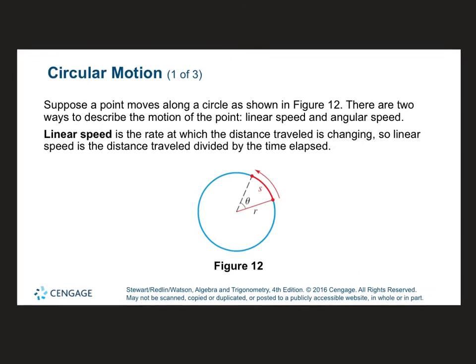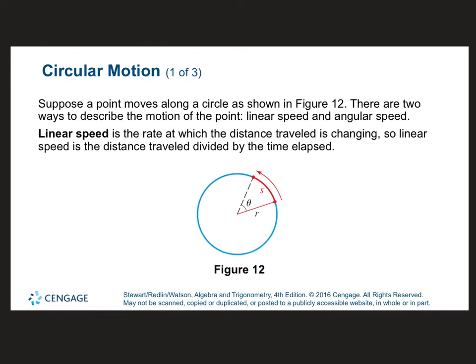All right. We're going to talk about linear speed here. The next 2 slides, I'm just going to talk, and then we're going to do 2 more examples, and then we're done. Linear speed. Linear speed is how fast something moves. It's the rate at which the distance traveled is changing. So linear speed is the distance traveled divided by the time elapsed, okay?